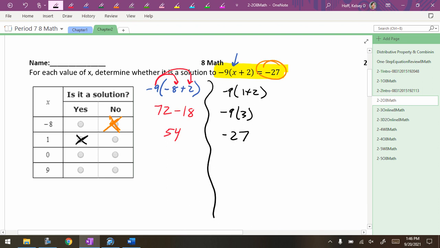You guys do 0 and 9. And technically, it doesn't matter whether you distribute or you do your addition. Both processes are correct, whatever you feel more comfortable with. Plug in 0 and 9 and see what you get.